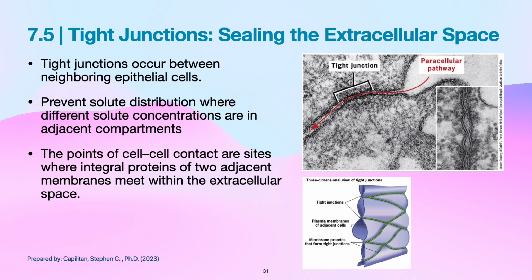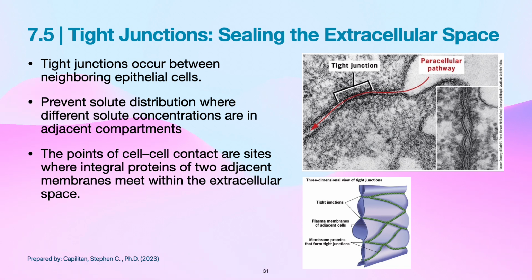Now we come to the tight junctions and sealing the extracellular space. Tight junctions occur between the neighboring epithelial cells, showing you the figure of an electron micrograph of a section through an apical region of adjoining epithelial cells, showing here where the plasma membranes of the two cells come together at intermittent points within the tight junction. In the inset, it will show you the tight junction structure at higher magnification. Tight junctions block the diffusion of solutes through the paracellular pathway between cells.